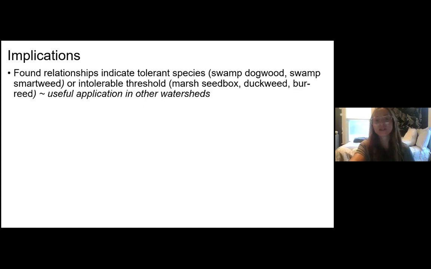And this could be a useful application in watershed management as well as bioremediation. It is just really helpful information that the large species list that I listed at the beginning was whittled down to these few species that were found to be tolerant.